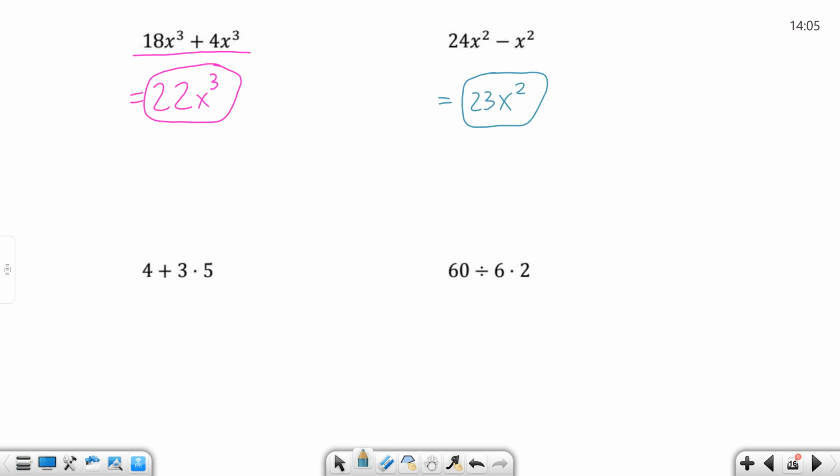But the bigger idea is how many x squareds do you see here? There's 1. So 24 minus 1 is 23. You don't write that down, the 1 per se, but that's how you know it's there. You see the x squared, you know there's at least 1 there.